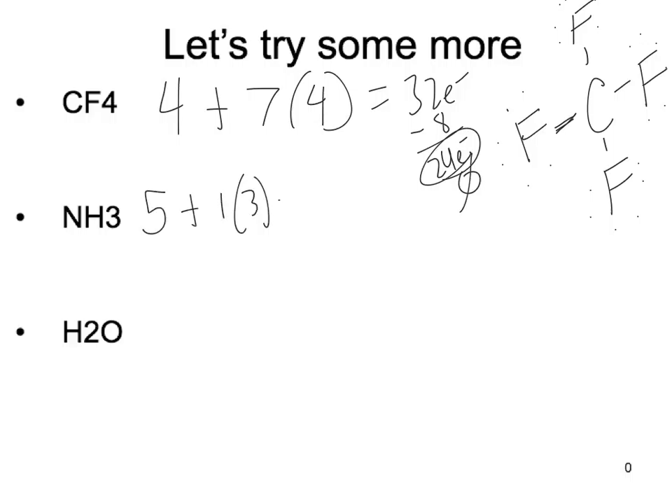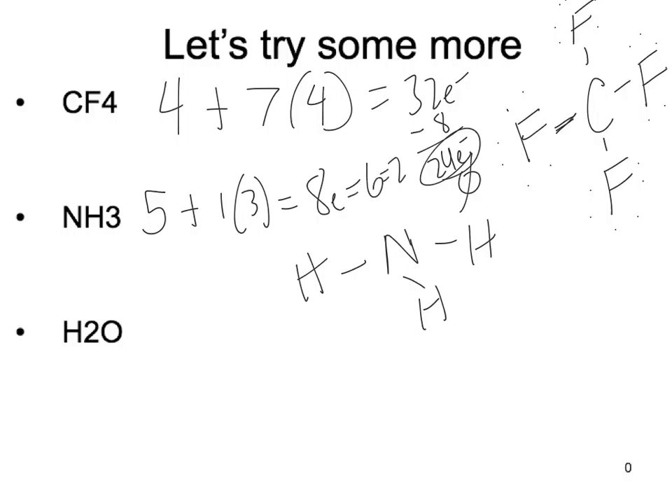Nitrogen is in group 5. Hydrogen is in group 1, and there are 3 of them, so 8 electrons. Now we're going to go ahead and bond everything together. 2 electrons per bond. I've used 6. I have 2 left over. Now the hydrogens are fine. The nitrogen only has 6 around it. It will take those 2 and now be happy.